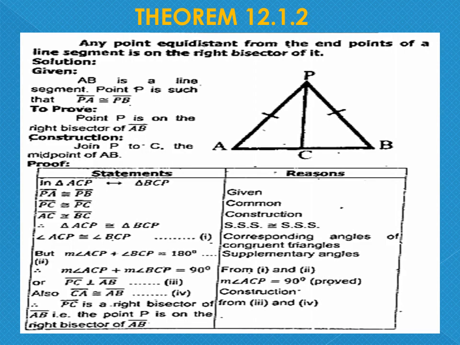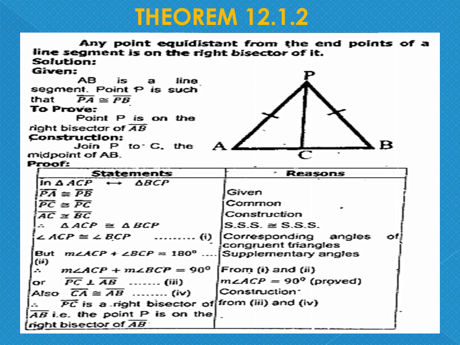Okay students, let us start theorem 12.1.2, which is the converse theorem of 12.1.1. Okay, let's read its statement. Any point equidistant from the endpoints of a line segment is on the right bisector of it. So let us read again. Any point equidistant from the endpoints of a line segment is on the right bisector of it.